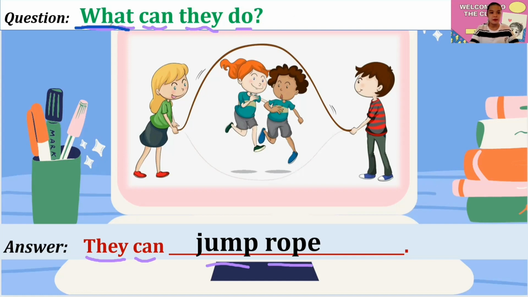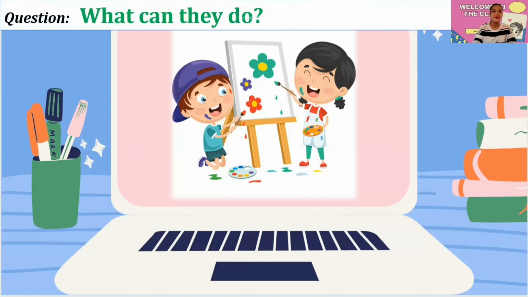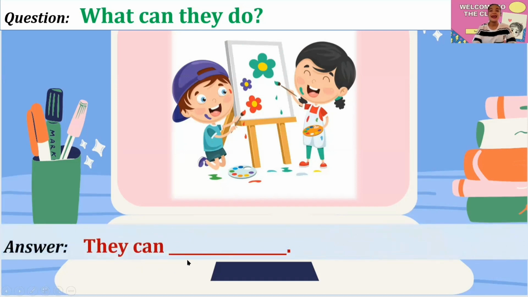Let's begin here. Very good. Now, let's proceed with our next picture. Now, how many kids do you see? 2. So we have the girl and the boy. So since the two of them, what we're going to use? Perfect. They. So the question will be, what can they do? What can they do? Well, the answer will be, they can.